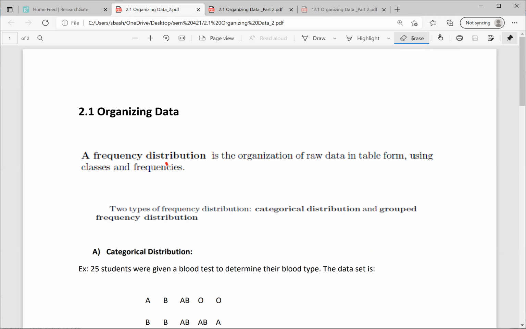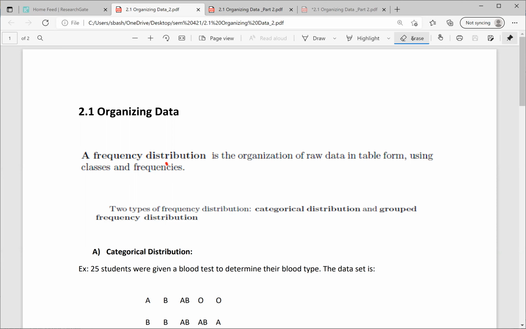Qualitative is a variable that can put the data in categories, non-overlapping, and a quantitative variable is one with numerical values. For today, we are going to speak about organizing the data. As we said before, for statistics, the first step is to collect the data. The second step will be organizing the data.